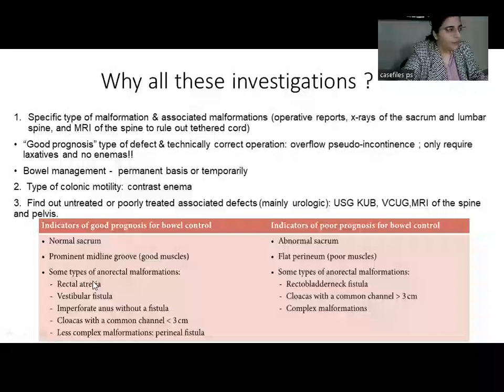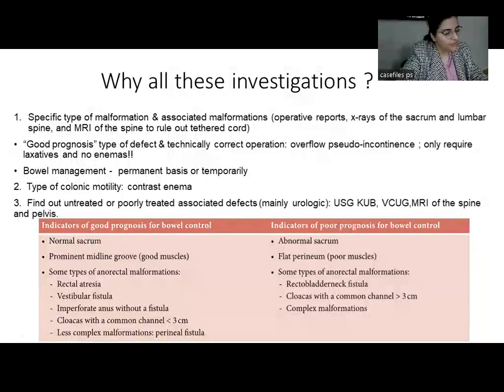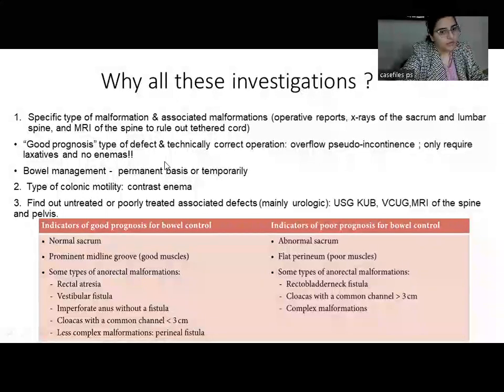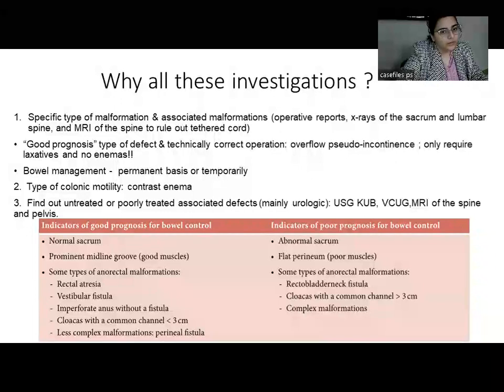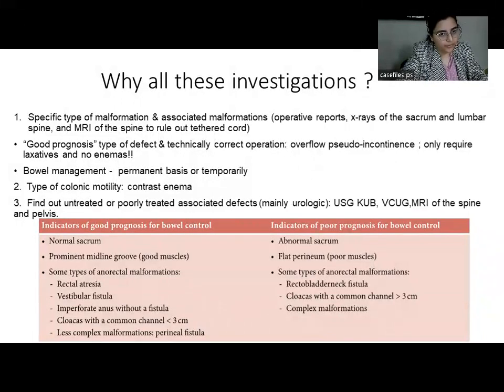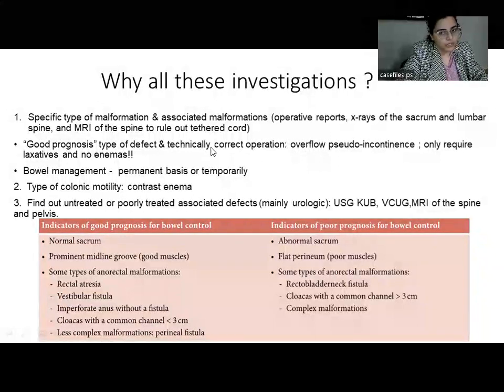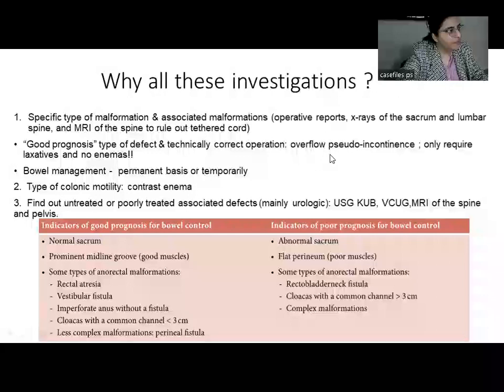So now the question would be, why do all these investigations in patients who've already undergone the surgery? The basic idea is to differentiate whether the patient is a case of a good prognosis or a bad prognosis. If the patient is coming to us from outside and we don't know about the exact surgery, then we need to do all these investigations to ascertain whether the patient is having any spinal anomalies or any sacral agenesis, in order to understand whether these patients will have a good prognosis or bad prognosis. Patients with a good prognosis type of defect and a technically correctly done operation can have overflow pseudo-incontinence, and these patients just require laxatives and they can go back to achieving continence.